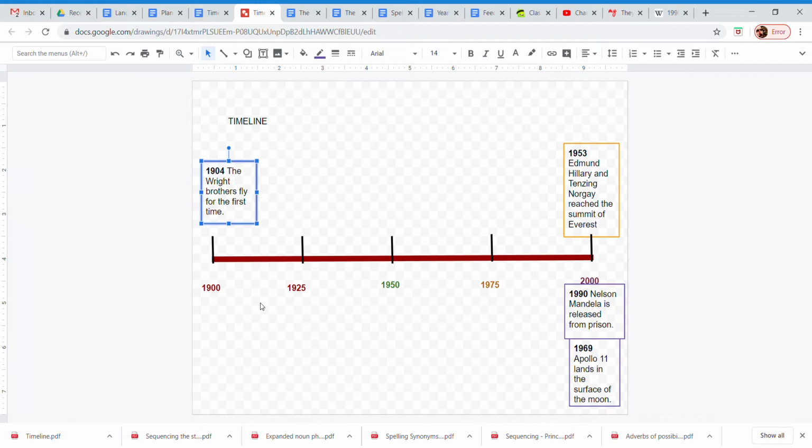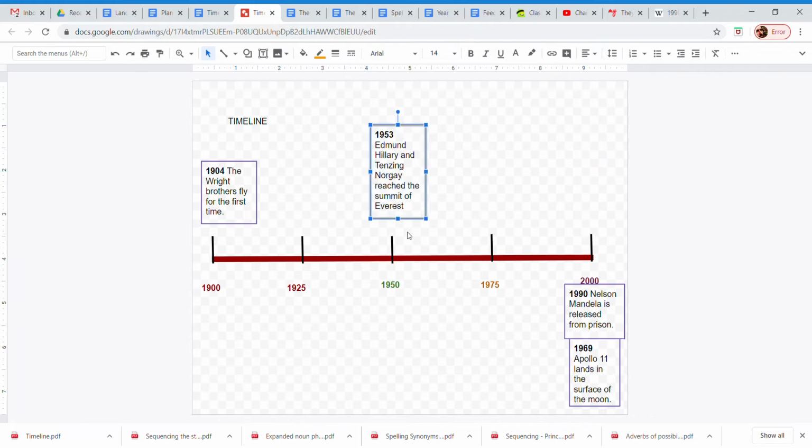Can you try to guess which is the next event on our timeline? That's right, Edmund Hillary and Tenzing Norgay reaching the summit of Mount Everest, and that's in 1953. So I'm going to put it just a bit over the middle of my timeline. Remember, this timeline is only for the 1900s. If I had chosen earlier dates, I could have gone all the way back to 0 or even before that.